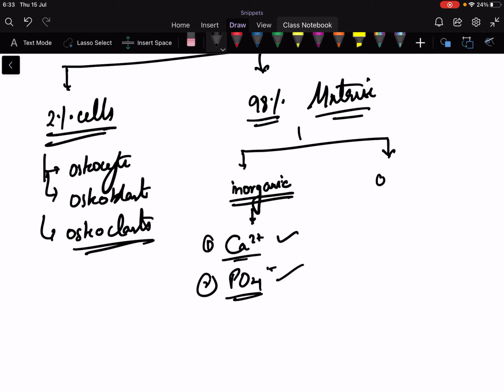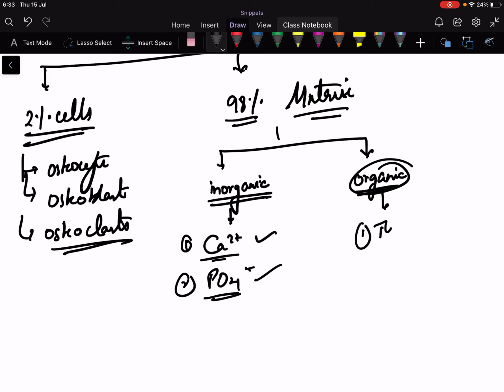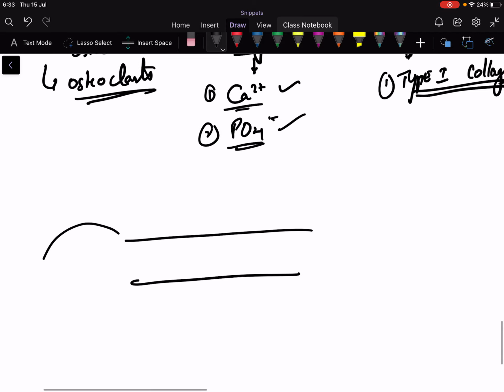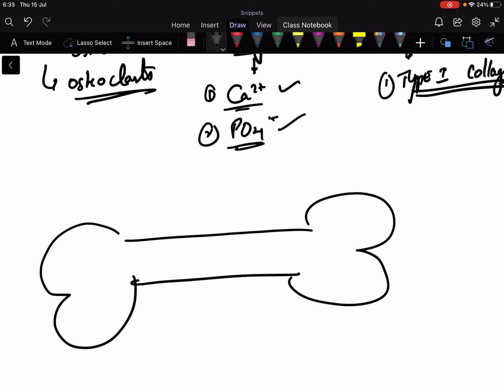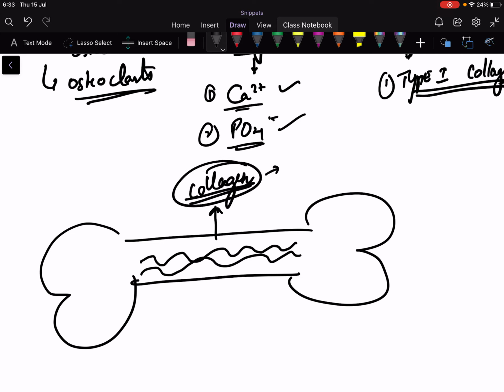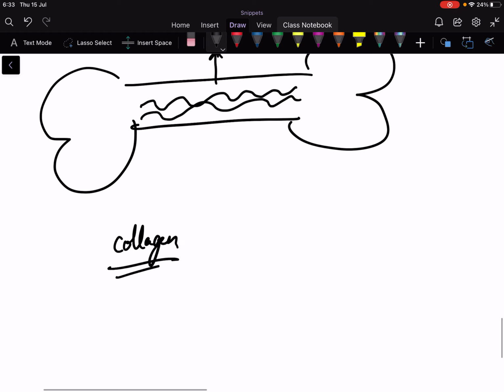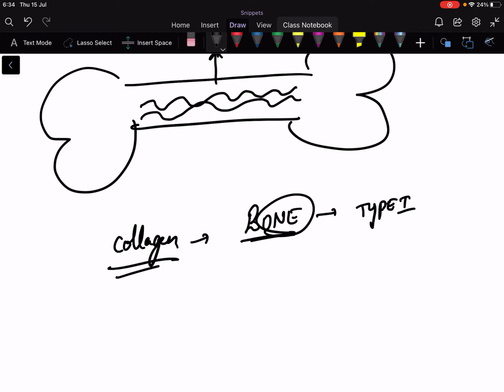And in the matrix you will be seeing organic compounds such as, yes, type 1 collagen. I will explain what is meant by type 1 collagen. So suppose this is the bone. Bone has this collagen, a fibrous tissue, and this is called collagen, which is the extracellular matrix, and it is mainly type 1. There are different types. Collagen is differentiated into a lot of types: type 1, type 2, type 3, type 4, etc. But in the bone it is type 1. How can you remember this? Bone, the 1 stands for type 1. Type 1 collagen is present in the bone.